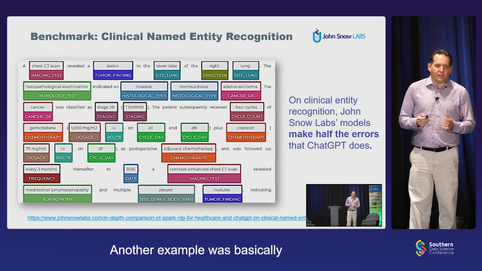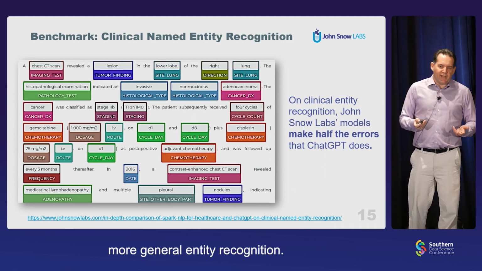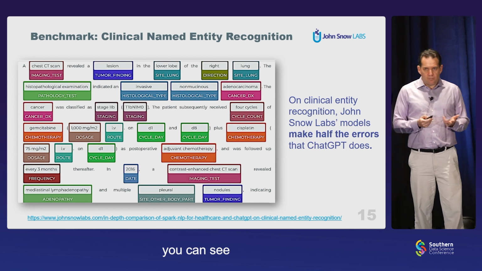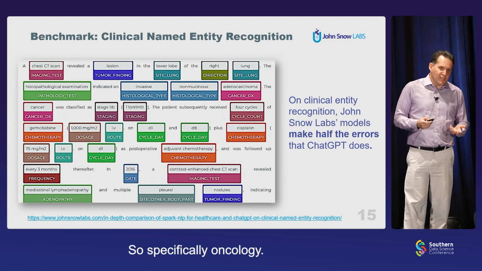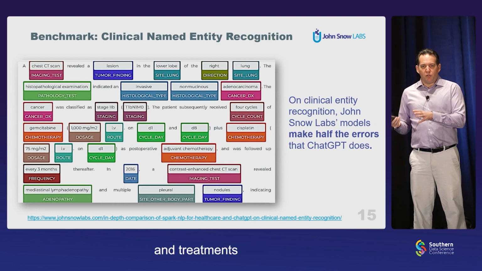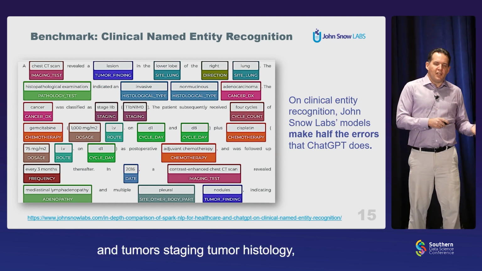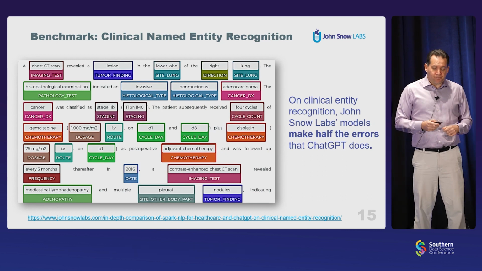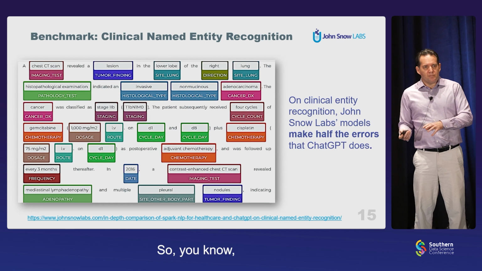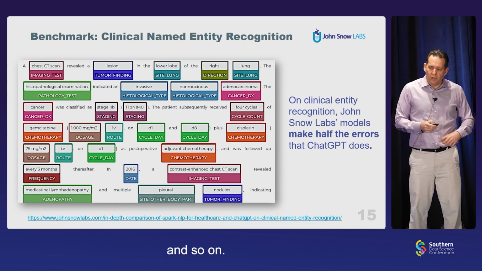Another example was with more general entity recognition. So in these examples, you can see pathology reports, specifically in oncology. We're looking to understand cancer diagnosis, treatments, tumor staging, tumor histology, different dosages of chemotherapy, biomarkers, so ER positive, ER negative, and so on.